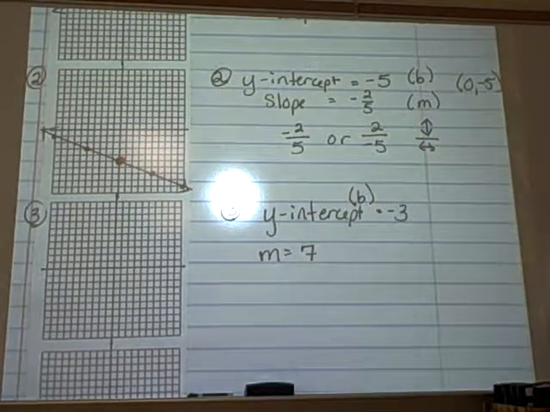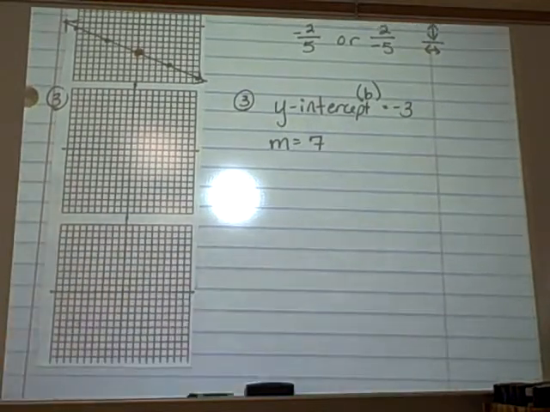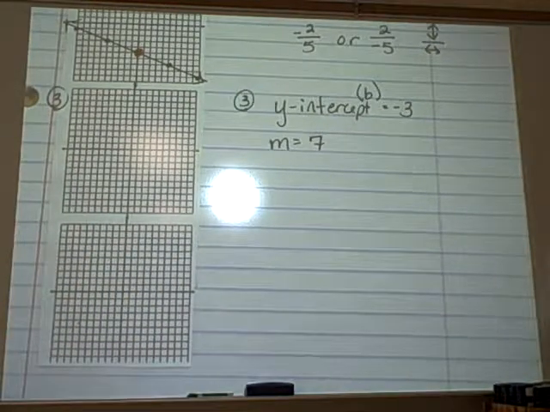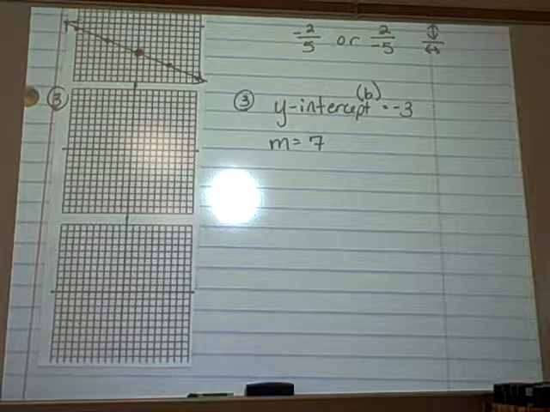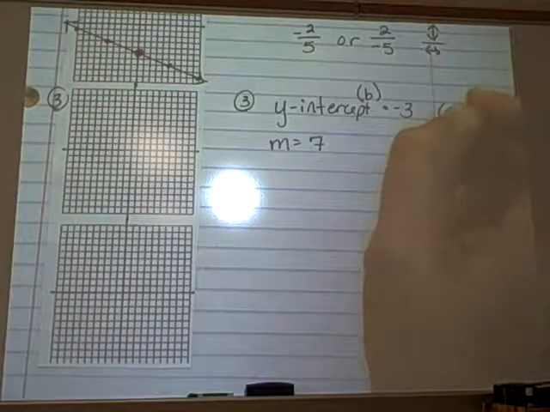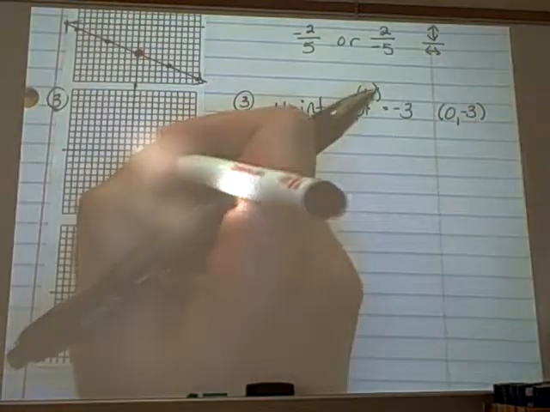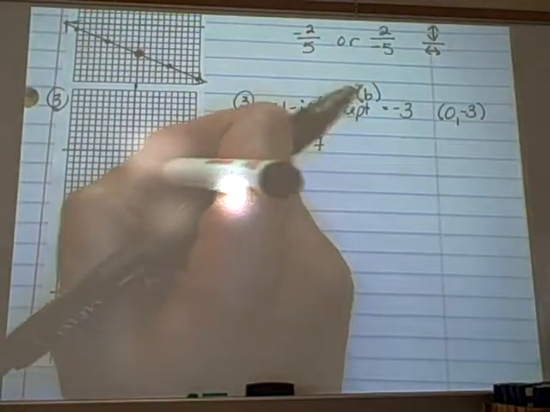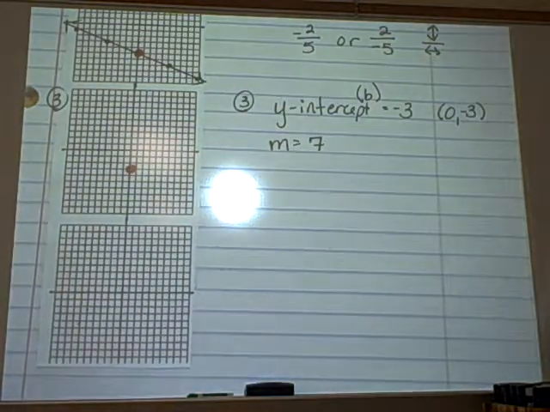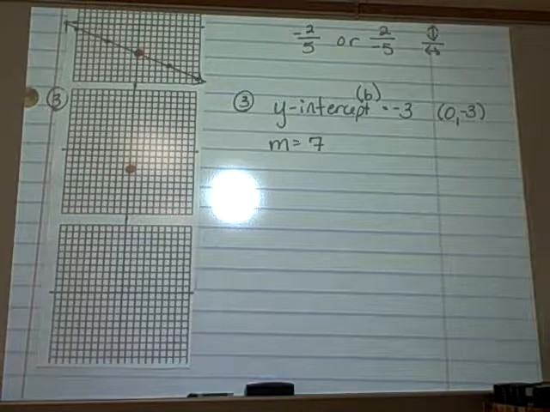Okay, number 3. Number 3 is the y-intercept is -3. The slope, or the m, is +7. Okay, so remember y-intercept is a point. That's the point 0, -3. So it crosses the y at 1, 2, 3, down, -3.